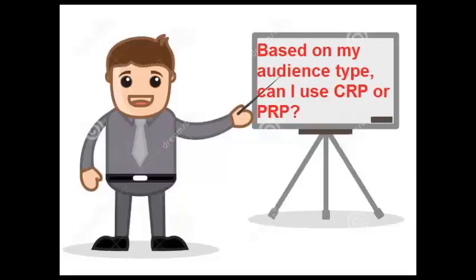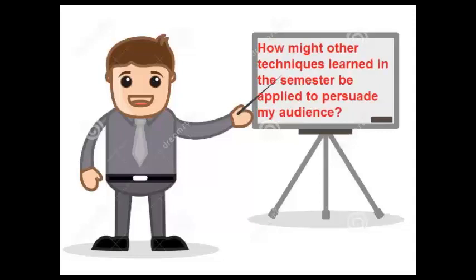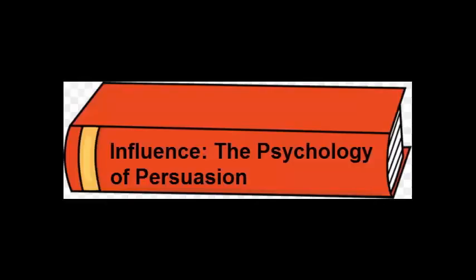You may also want to consider how to build central route processing and peripheral route processing into your message based on your audience analysis. Lastly, don't forget to analyze how other persuasive communication techniques that you learned earlier in this semester may be useful for your message. For example, if you are reading the book Influence: The Psychology of Persuasion, then you could find useful tools to incorporate into your persuasive message that relates to the type of audience you will be presenting to.